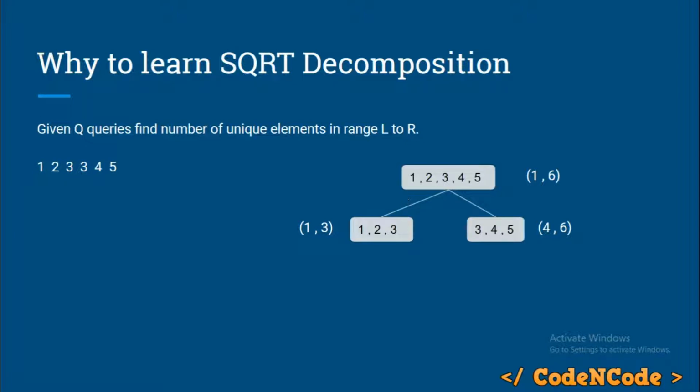These kinds of questions can be answered using Mo's algorithm, which is a variation of square root decomposition, because that is square root decomposition on queries. So you can solve these kinds of questions using Mo's algorithm in n times square root of n time, basically O of n raised to the power 3 by 2. So that is why there are some cases where you cannot actually apply segment tree, but you can apply Mo's algorithm or square root decomposition. That is why we need square root decomposition.